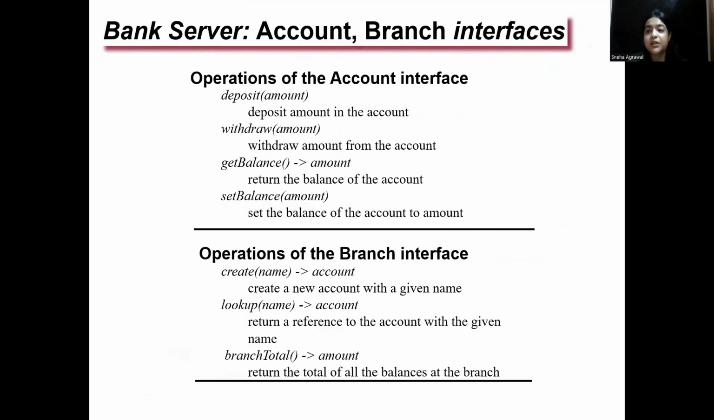Now let's look at a bank server, where we will have a look at the account and branch interfaces. The operations we perform at the account interface are depositing an amount in the account, withdrawing an amount, returning the balance, and setting the balance of the account to a particular amount. Operations of the branch interface are creating a new account with a given name, returning a reference to the account, and returning the total of all the balances of a branch.